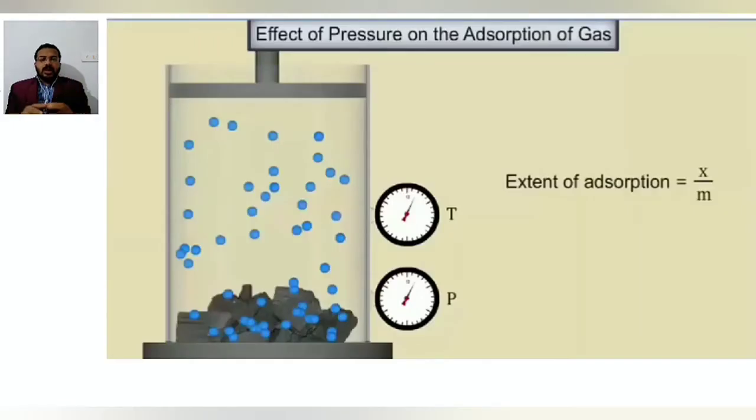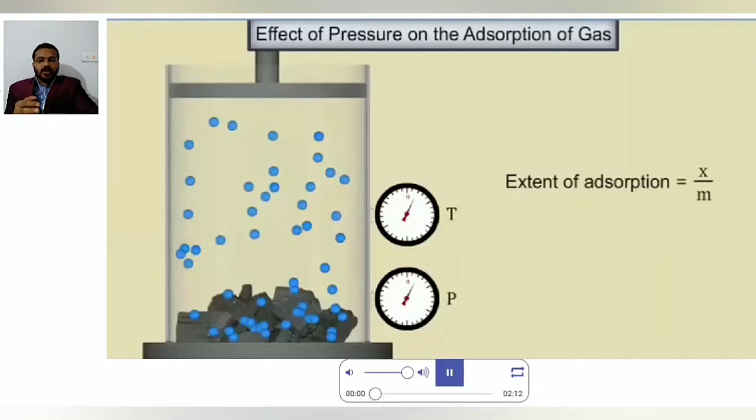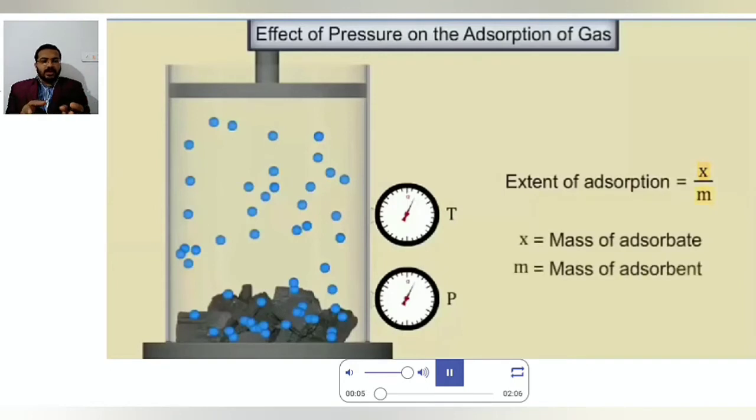In this video, we will be discussing the adsorption isotherm in detail. You can see that a vessel is maintained at a particular temperature and pressure, and it consists of charcoal and gas molecules around it. Due to adsorption, the gas molecules will be accumulating on the surface of charcoal. This is the idea behind adsorption. The extent of adsorption can be expressed with the help of the term x/m, where x is the mass of the adsorbate and m is the mass of the adsorbent, that is of charcoal.